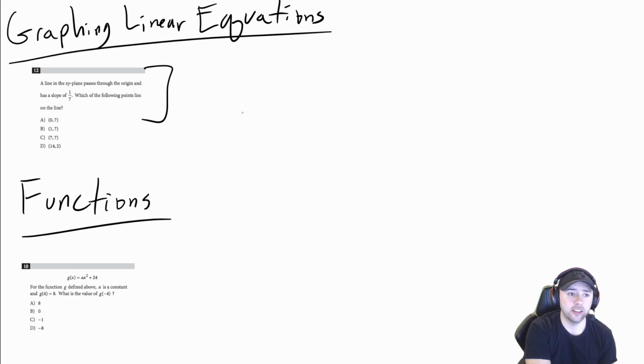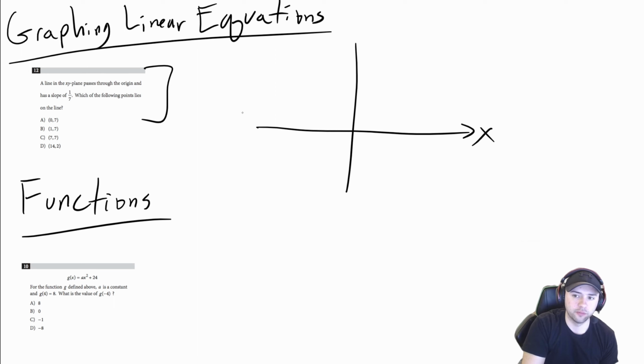It says a line in the xy plane passes through the origin. So here's our xy plane. We're actually going to draw that. When you're taking the SAT, use a piece of scratch paper to draw this xy plane if you don't have it for the question. So we know there's a line that passes through the origin, which would be the place where the x and y axis cross, and has a slope of 1/7.